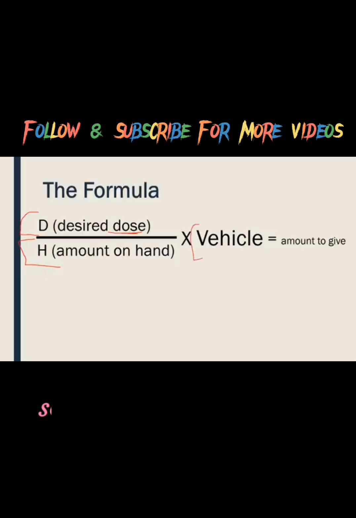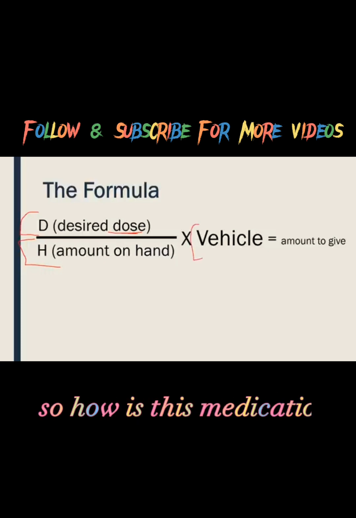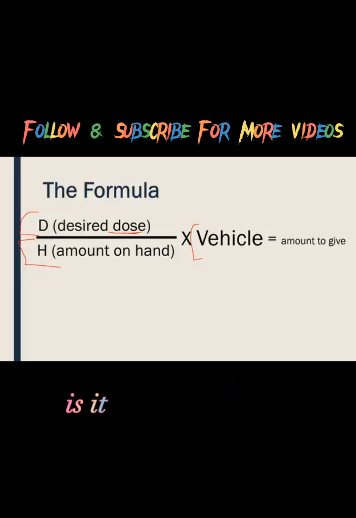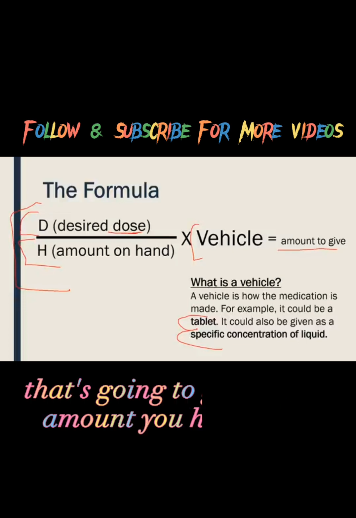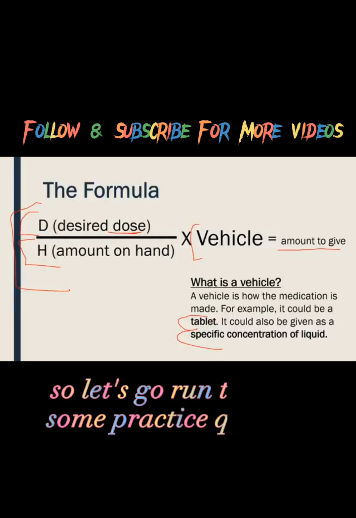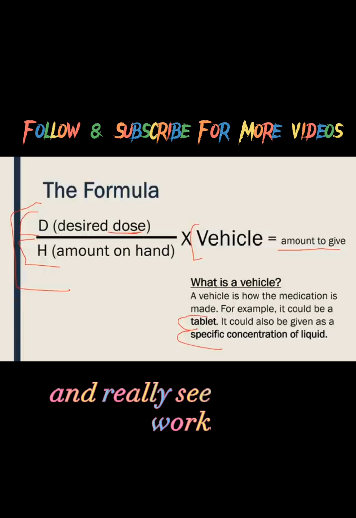Next up is the vehicle. How is this medication being delivered to the patient? Is it through a liquid? Is it through a tablet? Just like this text box says, it could be a tablet, or it could be a specific concentration of liquid. This is all going to make a little bit more sense in the next slide, as long as you have a general idea that it's what you want divided by what you have, multiplied by the vehicle. That's going to give you the amount you have to give. So let's run through some practice questions and really see how this works.